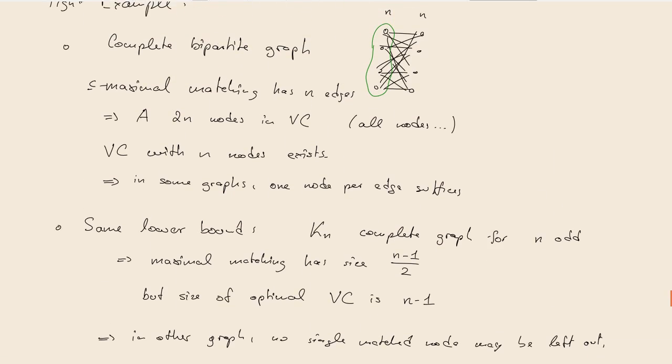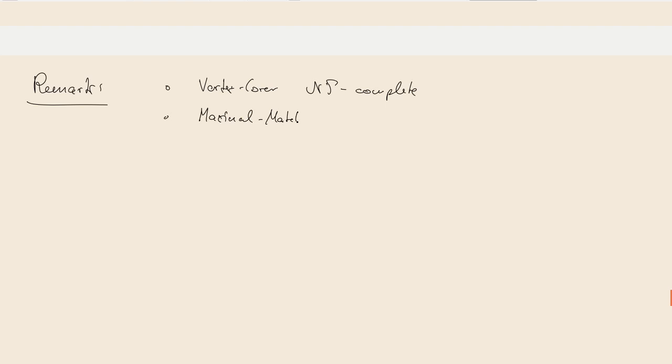And I just want to add one further remark on that. As we discussed before, the vertex cover problem is NP hard, or NP complete. But the maximal matching problem is actually in P. So there's a certain mismatch, and you might ask where that comes from.